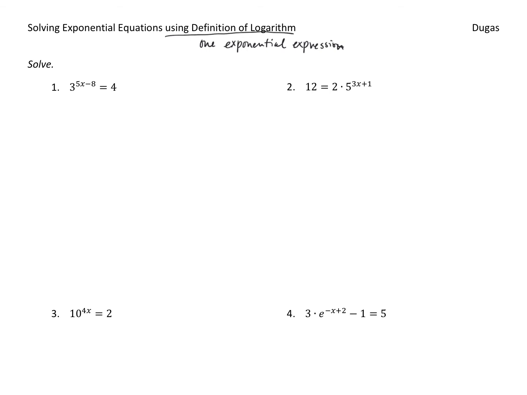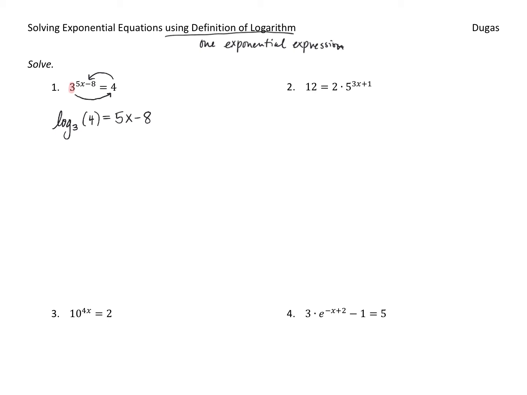So I want to make sure that the thing raised to the exponent is by itself. So the exponential expression should be by itself on one side of the equal sign. Once it is, I'm simply going to rewrite it in logarithmic form. So identify the base, that's the first step. Start by writing log base 3, so the base is a subscript, of 4 is equal to 5x minus 8. So in a previous video, we talked about rewriting an exponential equation in logarithmic form, and this is when we actually will use it to solve an equation.